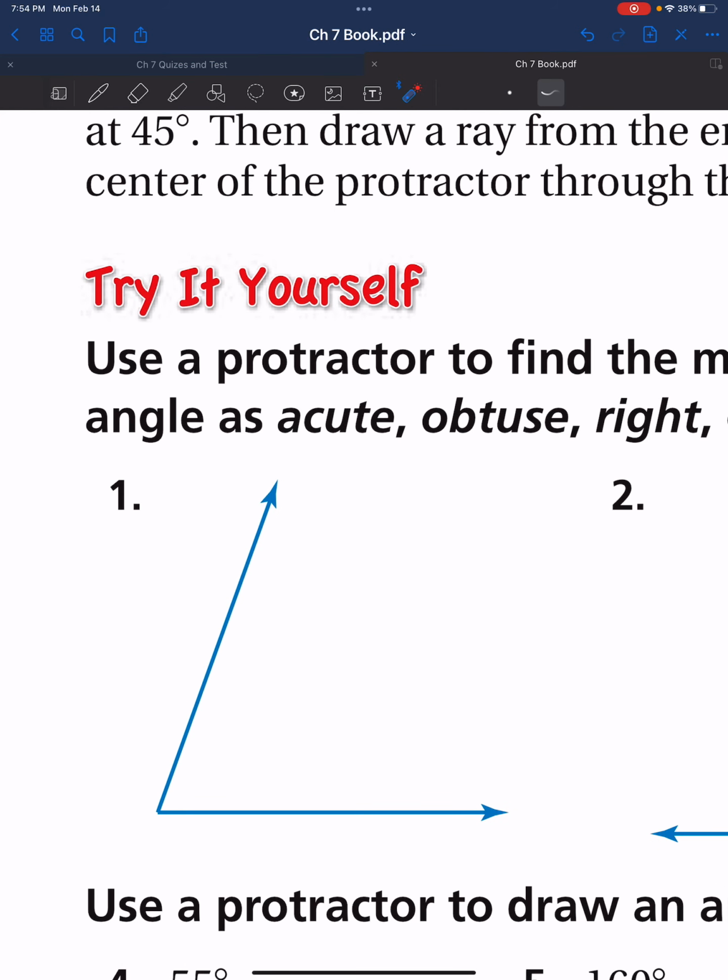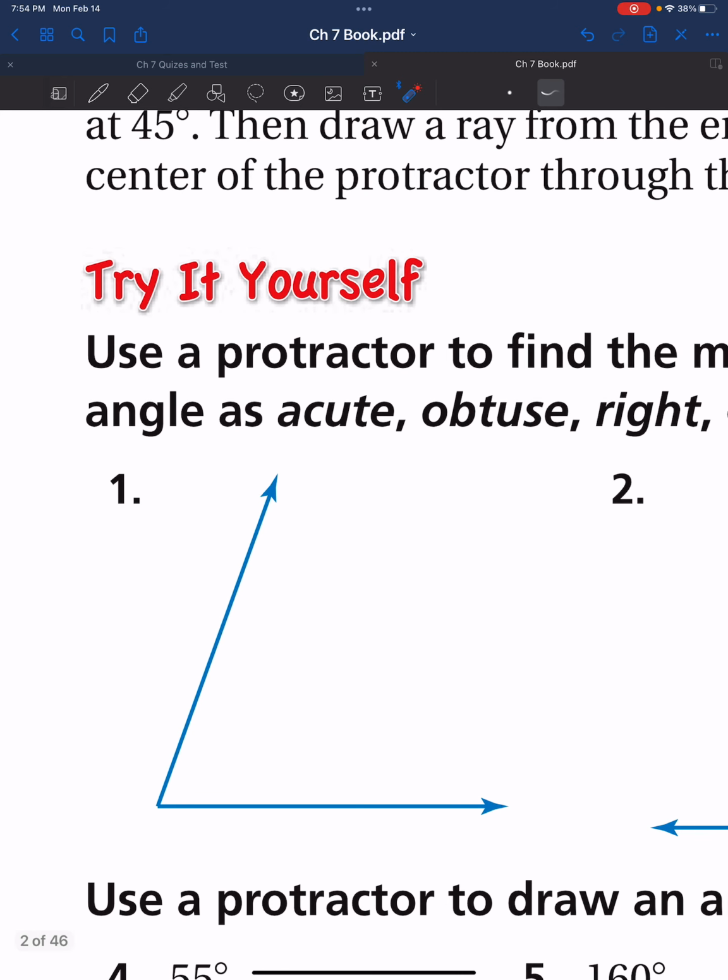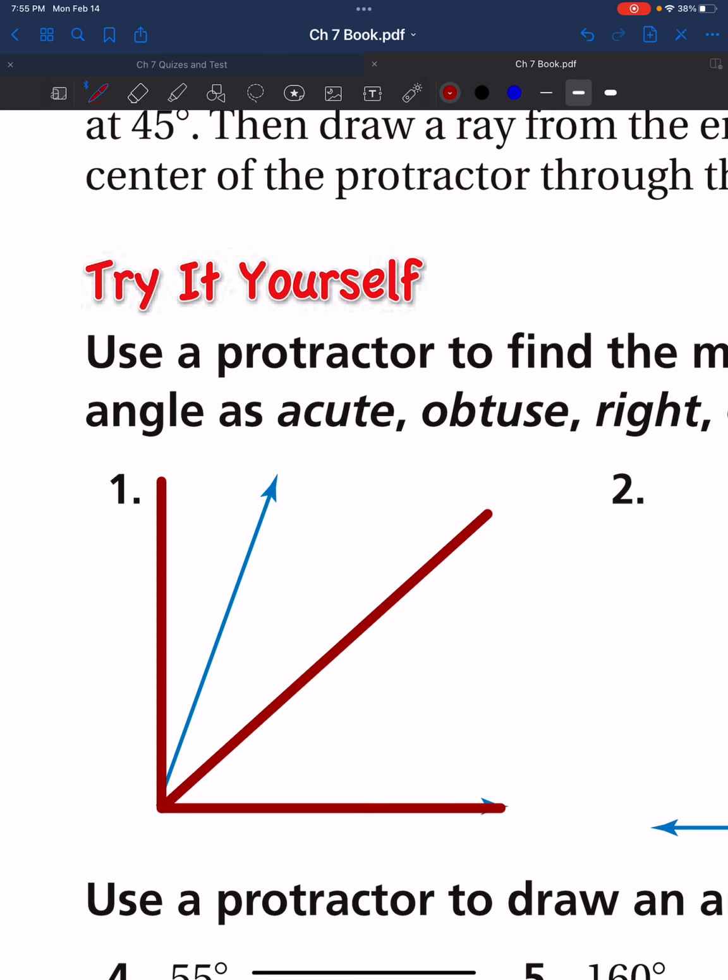Number 1, does this look like a 90-degree angle? No. Does it look less than 90? Yes, which means it is small, it is acute. If you were to estimate what this is, let's think about that. A 90-degree angle will be my red angle right here. I'll just redraw a straight line, and then straight up. So that would be 90, right? What's half of 90? A 45-degree angle.